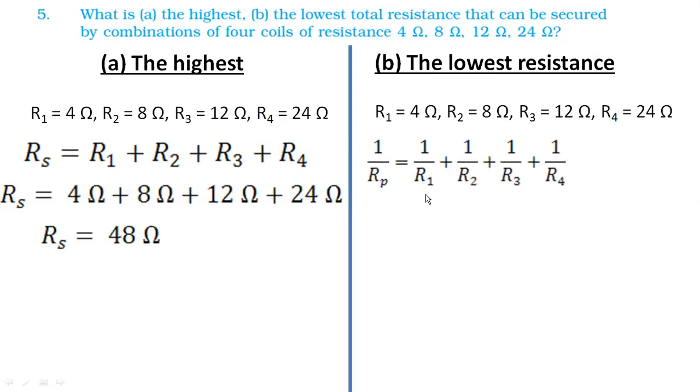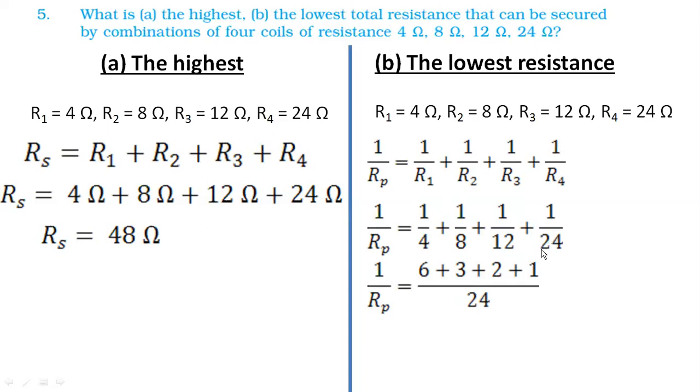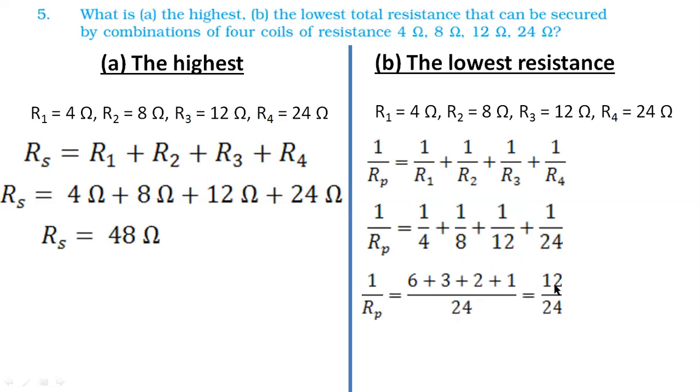What about the lowest resistance? Take the parallel formula and put in the values: 1 by 4, 1 by 8, 1 by 12, 1 by 24. Now I have to take the LCM of it. So I will take the LCM as 24. So the value would be 6 plus 3 plus 2 plus 1. 6 plus 3 is 9, 9 plus 2 is 11, 11 plus 1 is 12. So that would be 12 by 24. Now I can divide this. 12 ones are 12, 12 twos are 24. So that would become 1 by 2.